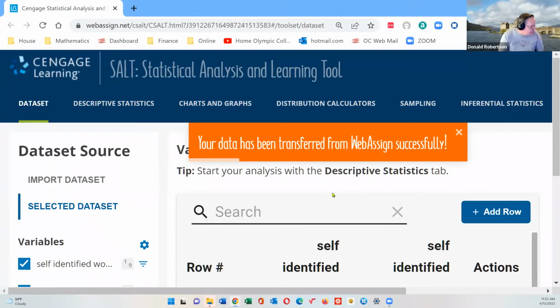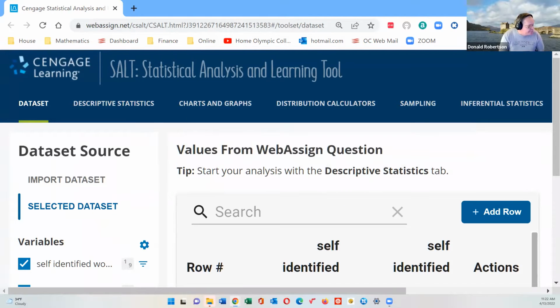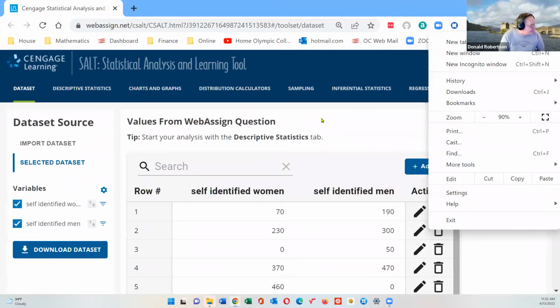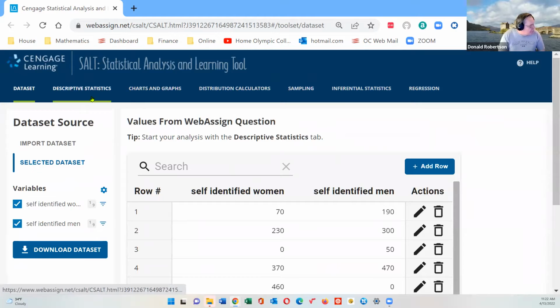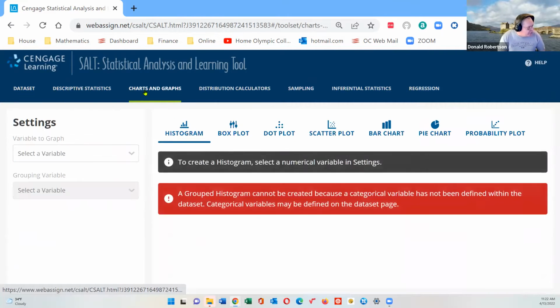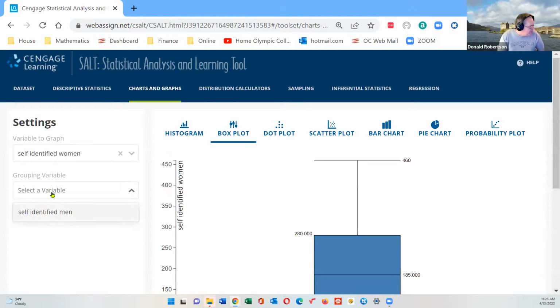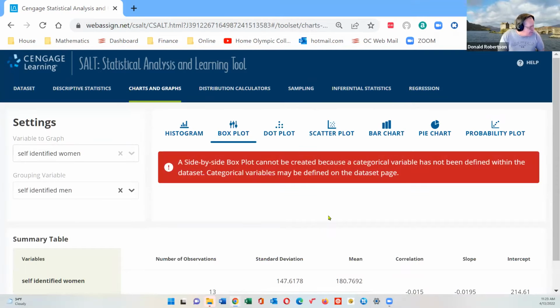Here is the data loading up. I'm going to have to shrink the size a little bit so we can see it. Okay. I'm going to go to charts and graphs, and I'm going to do a box plot. And the first one can be women, and the second one can be men.